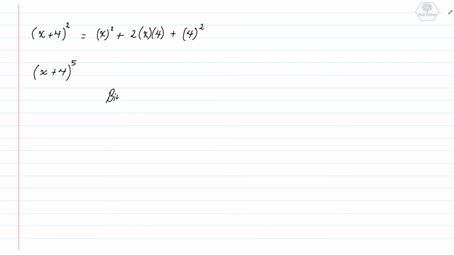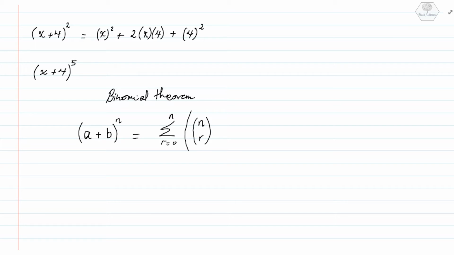The binomial theorem, what does it say? If I have (a plus b) all to the power of n and I want to expand it, the expansion of (a plus b) to the power of n is the summation from r equal to 0 to n of the combination n with r, times a to the power of n minus r times b to the power of r.